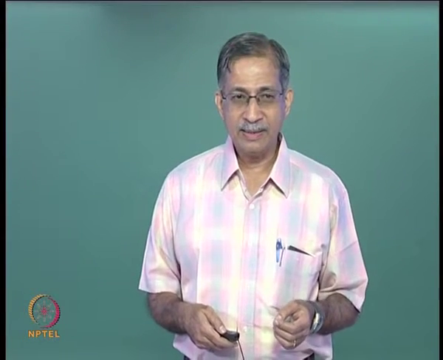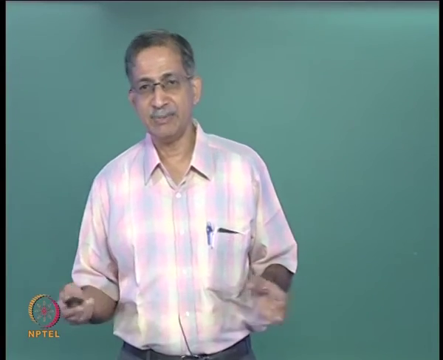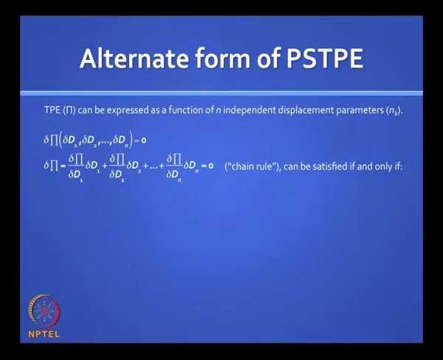Now the alternative form of this same principle is more popular. So let us say you have some independent displacement parameters, I will give you an example, which usually is equal to the degree of freedom in that system, and let us call them d1, d2, d3 etc. Then you can always write pi, you can always write u and v in terms of these independent displacements, and so you can write an expression delta pi as a function of delta d1, delta d2 etc. equal to 0.